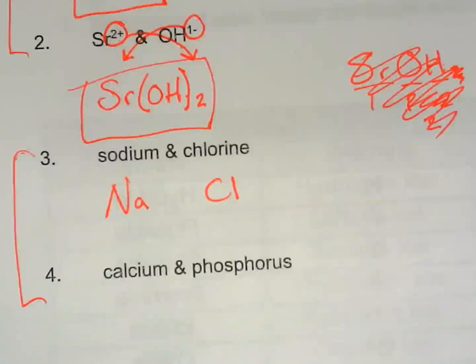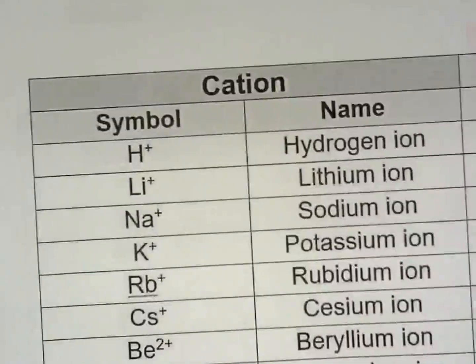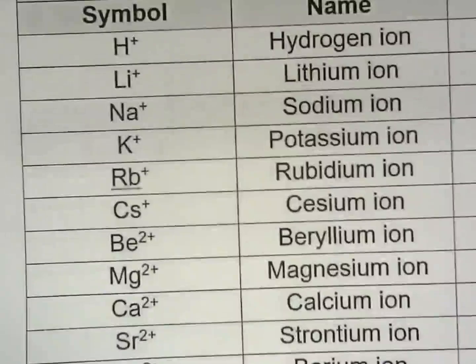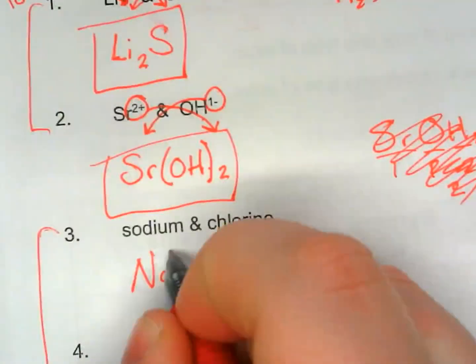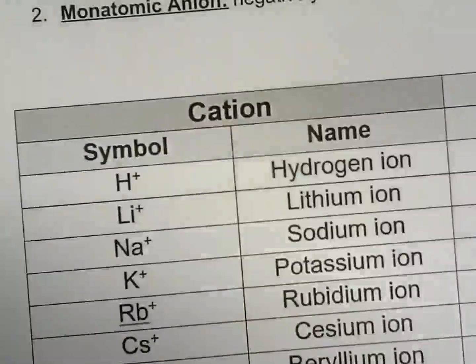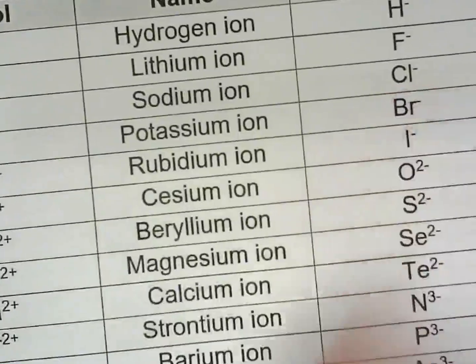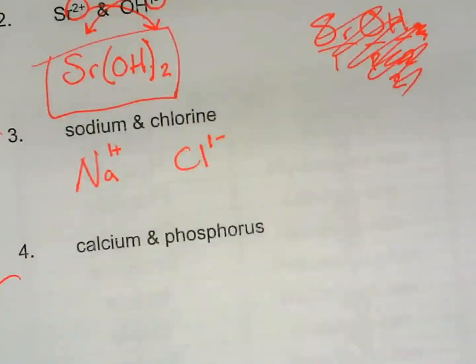Next, we need to either look at the periodic table to see what their charge would be, or we can just look here on our list. So we need to look for sodium. A sodium ion would have just a single positive charge, 1 positive. And then chlorine is a 1 negative.